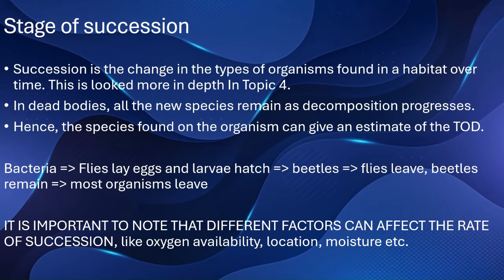So the stage of succession. Succession, which we look at more in topic 4 and which will be uploaded soon, is the change in the types of organisms found in a habitat over time. In dead bodies, the new species are added as decomposition progresses and the original species remain, in contrast to your normal process of succession, where usually a species replaces the original species, and it's like a cycle. So the species found on the organism can give us an estimate of the time of death.